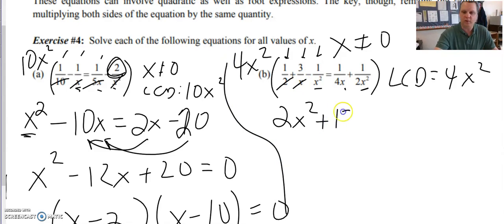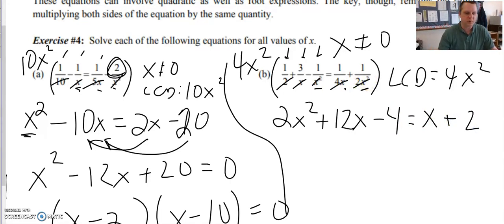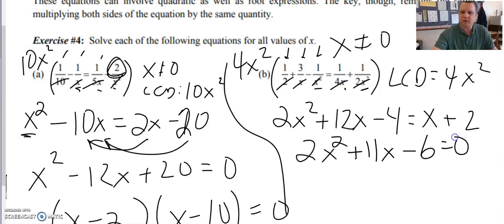You have a 12x. Minus, x squareds cancel. You have minus 4 equals 4x cancel. You're left with an x plus 2x squared cancels. You're left with a 2. X plus 2. Bring everything over. 2x squared, and then 1x plus 11x minus 6 equals 0.